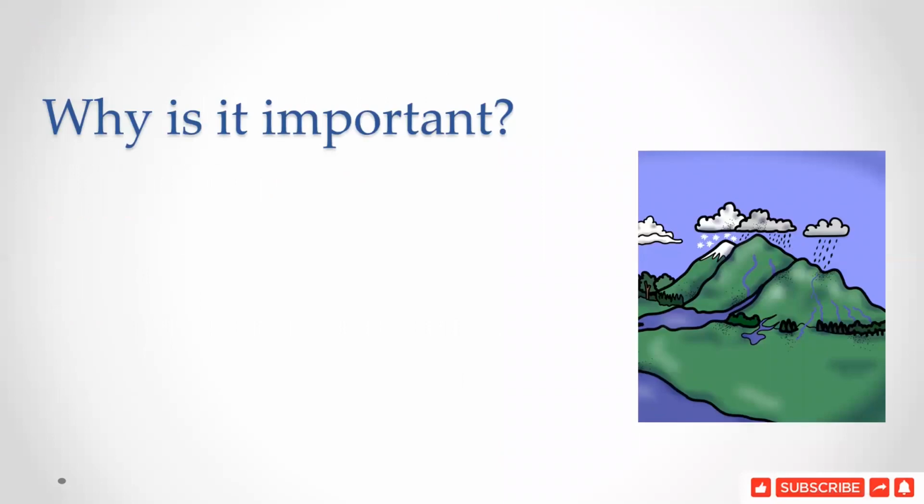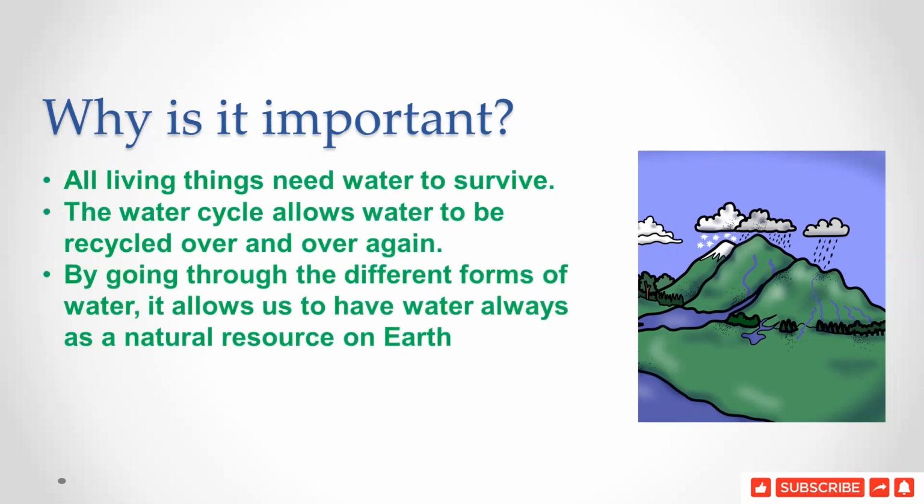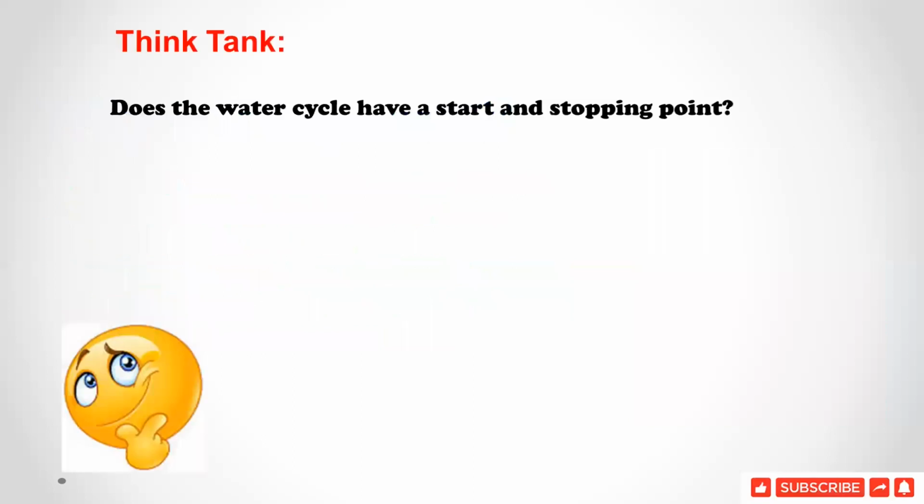Why is it important? That's a big question. Why has Allah made this water in different forms and made it available to us? Why is it so important? The water cycle is important because all living things need water to survive. The water cycle allows water to be recycled over and over again. By going through the different forms of water, it allows us to have water always as a natural resource on earth. Got it?